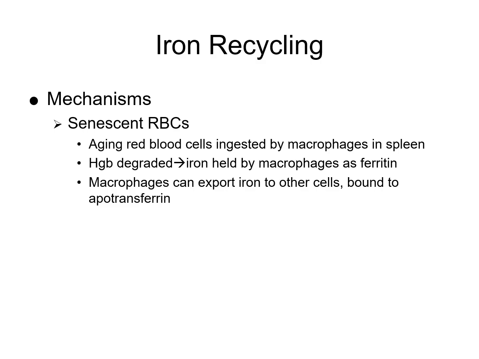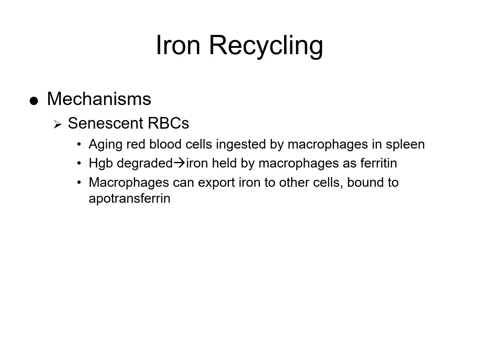Approximately 20 to 25 milligrams of iron daily is recycled from red blood cells, compared to only 1 to 2 milligrams absorbed from your diet. So this mechanism is essential for maintaining adequate iron supply for erythropoiesis and other cellular functions.